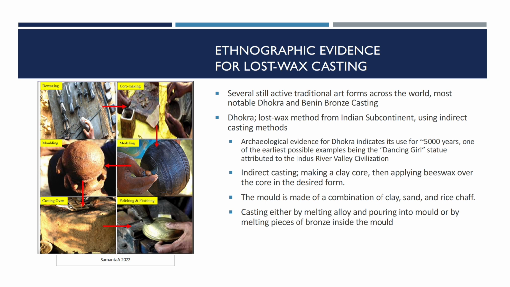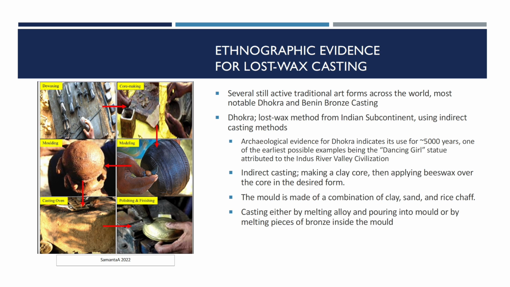Dokra has been used for around 5,000 years. The Indus River Valley civilization in particular has quite a few objects that have been ascribed to the use of the lost wax technique, including the dancing girl statuette. And recently, an amulet was found in Nagra, I believe, that was also found to have been made using the lost wax method.